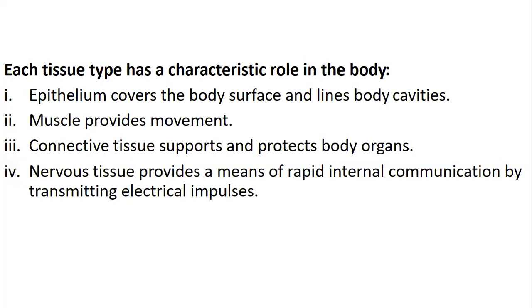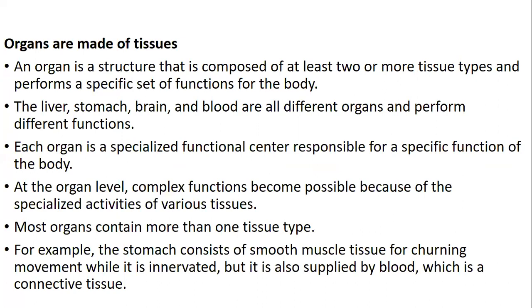Muscles provide movement. Connective tissue supports and protects the body organs. The nervous tissue provides a means of rapid internal communication by transmitting electrical impulses. Under the nervous system is where we have the brain, the spinal cord, and the nerves. That is where they are contained.